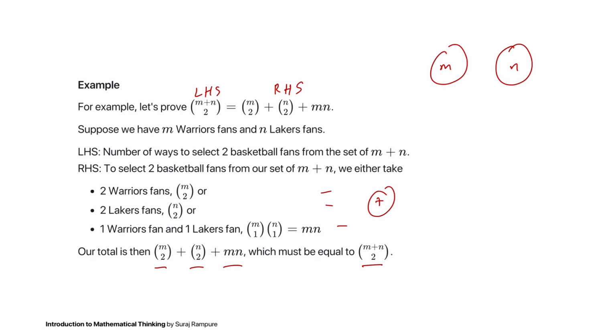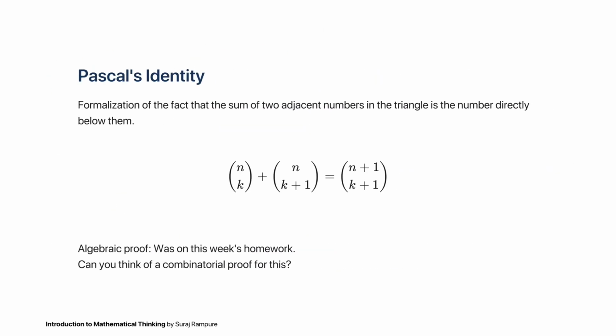So any questions with this example? So we reasoned about why both the left-hand side and right-hand side have to count the same thing. In this case, they're both counting the number of ways you can select 2 basketball fans from a group of m Warriors fans and n Lakers fans. Sound good?